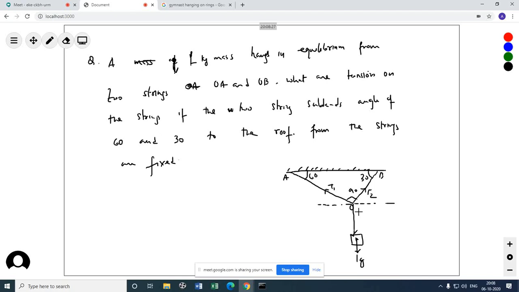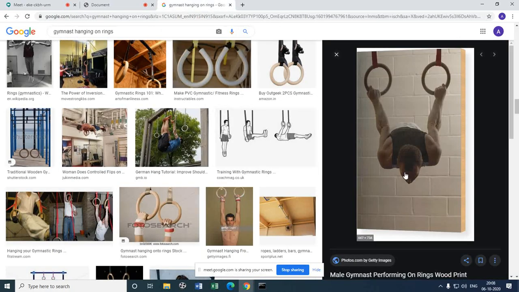Now, should I give you a difficult question on this? Not difficult, but a research-based question, and that would be the last for today. Look at this gymnast here. Can you see? Can you identify the tension acting on his hands, roughly? Can you correlate what you have learned today?